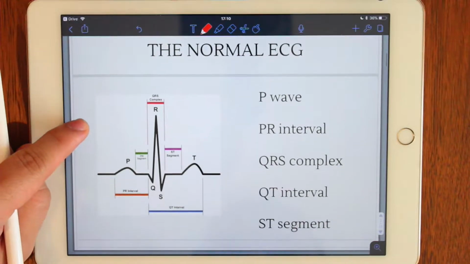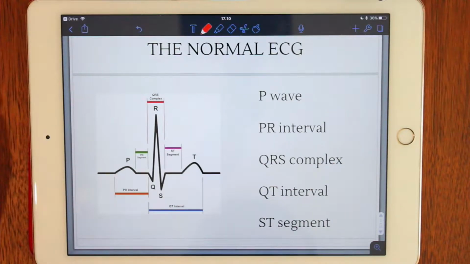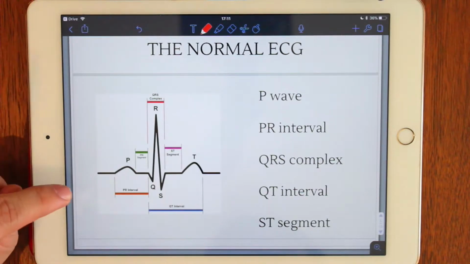In a normal ECG, we have these 5 main features. It's important to understand that they're not just electrical activity, but are often associated with mechanical activity of the heart. The P wave, representing atrial contraction, the PR interval, the delay going across the AV node, the QRS complex, which is ventricular contraction, the QT interval, an electrical quiet period, and the ST segment, which is ventricular repolarization.